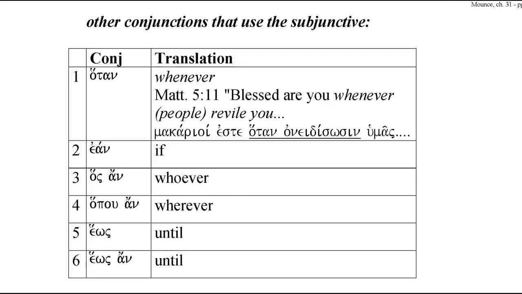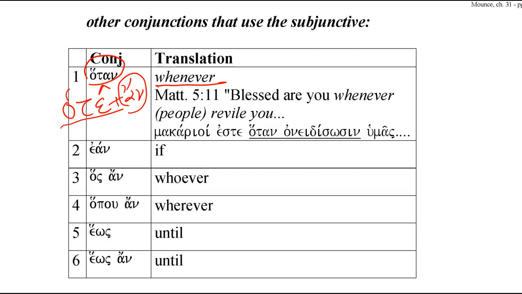Here are some other conjunctions that use the subjunctive. So remember that hote means when, and it uses the indicative mood. But if you add a particle to it, this indefinite particle, which is part of your vocabulary and something you already know, it contracts and you get this form, hotan, which is whenever. So it's not just when, but whenever.